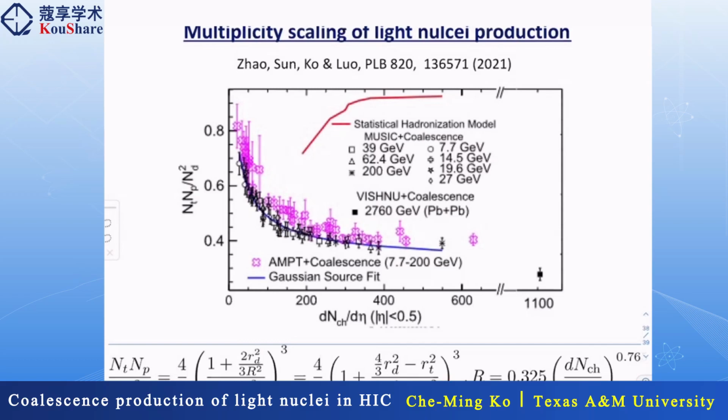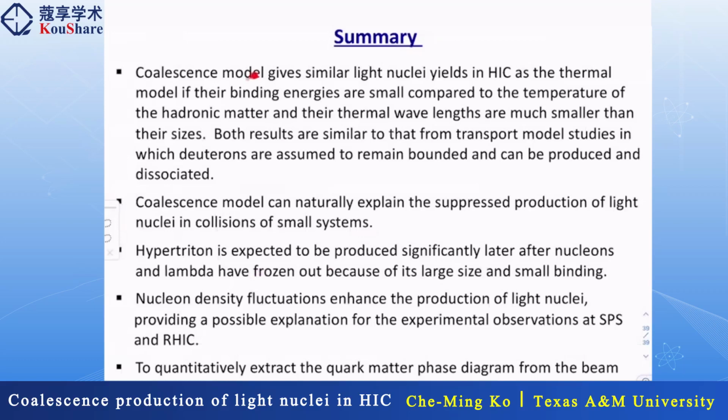So let me summarize. Coalescence gives similar light nuclear yields in heavy ion collisions as the thermal model if the binding energies are small compared to the temperature of hadronic matter, and their thermal wavelengths are much smaller than the size. Both are results similar to those from the transfer model study, in which deuterons are assumed to remain bound and can be produced and dissociated. But that's important. We assume deuterons are bound, a triton is also bound, and can be produced and dissociated. So that is, I think, still a question, particularly for hypertritons.